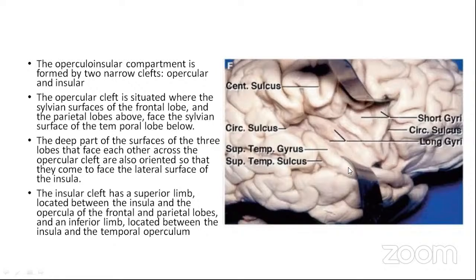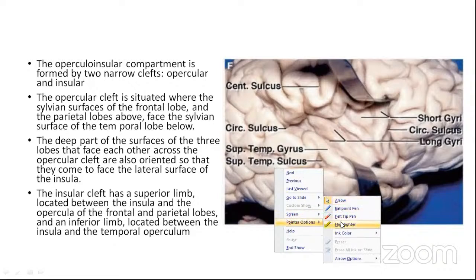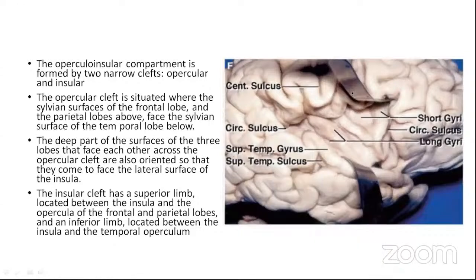The insular cleft has a superficial limb located between the insula and the opercula of the frontal and parietal lobe, and an inferior limb located between the insula and temporal lobe. Just to make these things a little bit more clear, let me draw these things. We are looking at the lateral surface.